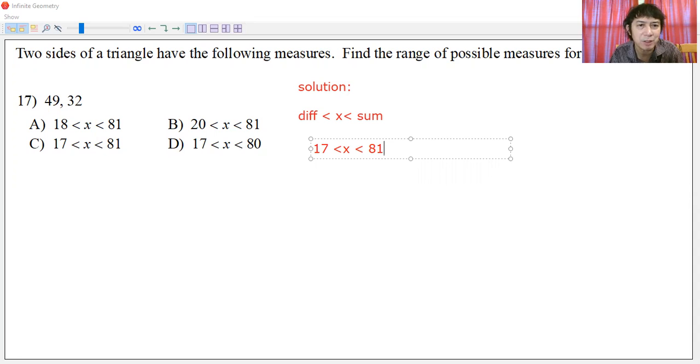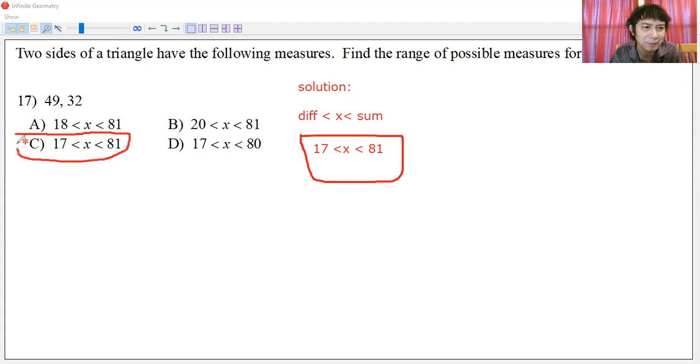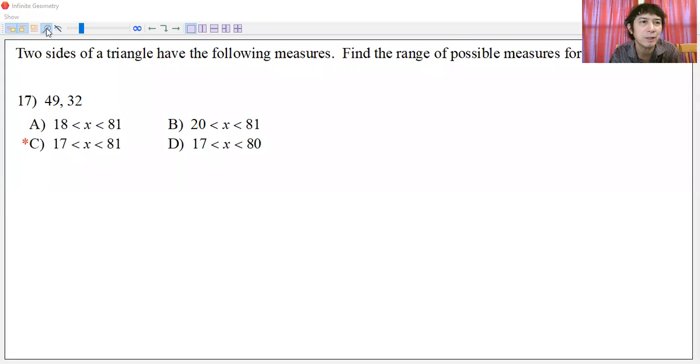And we can find this in our choices. That looks like C. So our answer is C. Check. There. So the computer's answer is C. Now let's continue with number 18.